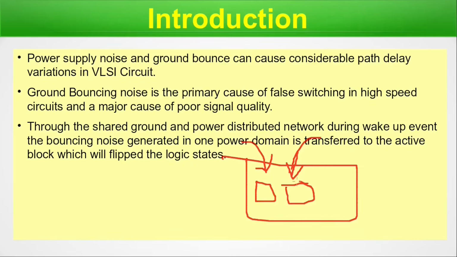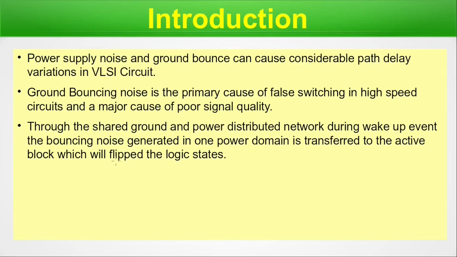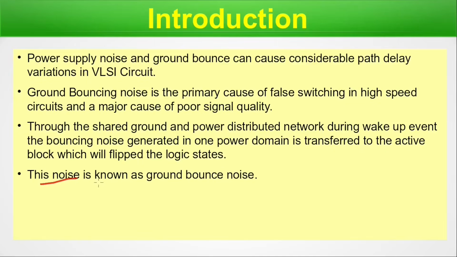During that particular event, this false switching and noise can go from one block to another. And it can flip the logic gate state. That means it can flip 1 to 0 or 0 to 1. That means it actually disturbs data transmission among the different blocks. And definitely that will be a functional failure. This noise is known as ground bounce noise. Whatever we have talked about, right? All these effects are summed up as ground bounce noise.